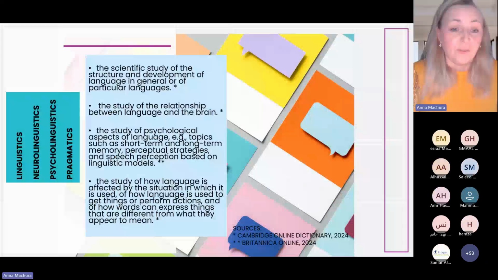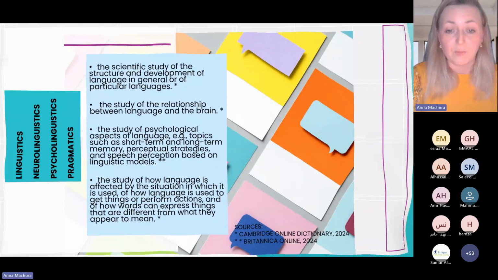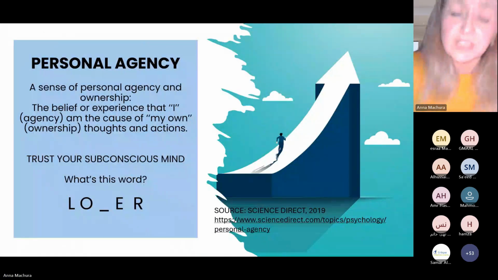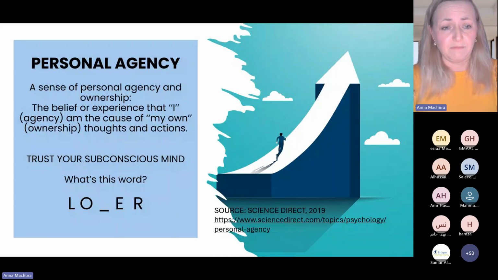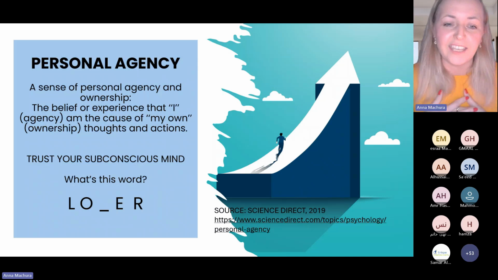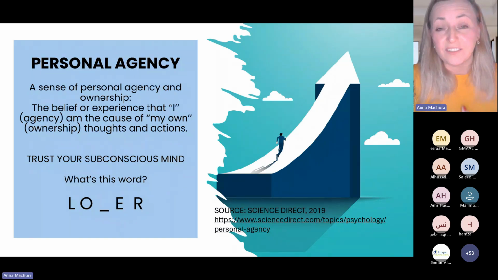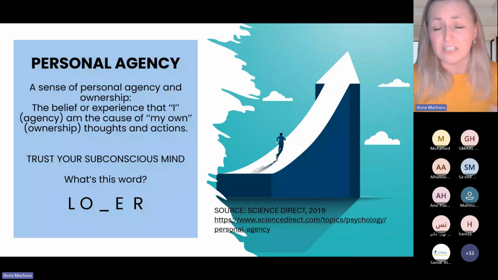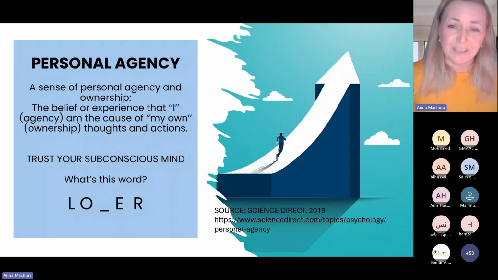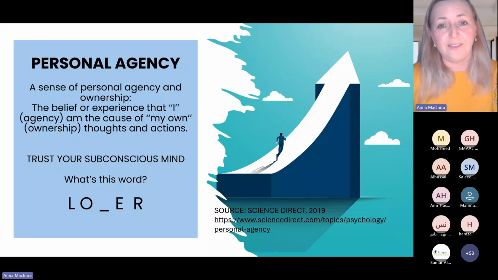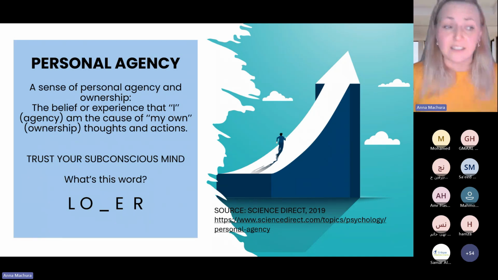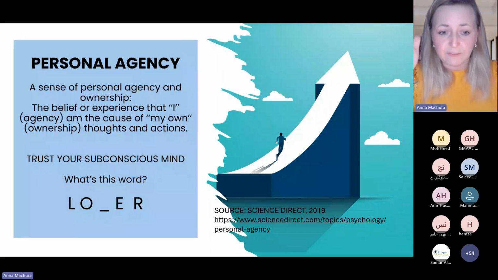Okay, good. So those fields are very important. It's not just the language. Personal agency is a sense of personal ownership, the belief or experience that I am the cause of my thoughts and actions. And as a CBT, cognitive behavioral therapist, that's number one. Our thoughts lead to feelings, and then you act on those feelings, and then there is action, there is behavior. You cannot expect your students just to act, learn, go there, use the language when they don't have all that settled, when they don't have the right mindset.